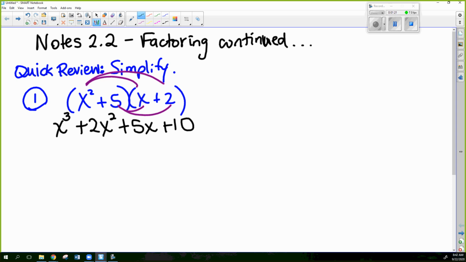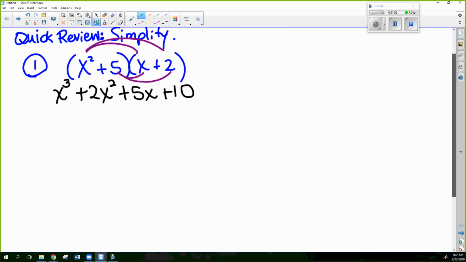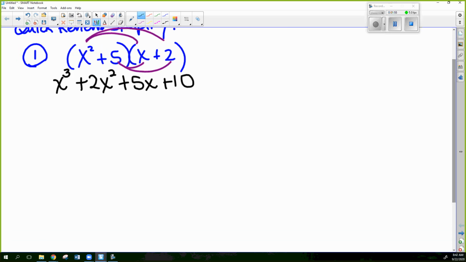So our answer actually still has all four terms in it, but it did come from a product of two other polynomials. So that's what we're going to look at today. We're actually going to start, at least the first thing we're going to do, with polynomials that have four terms, and we're going to factor and turn them back into a product of two other polynomials. Okay? All right. So, officially, we can call this part one of our notes, because that was the review.